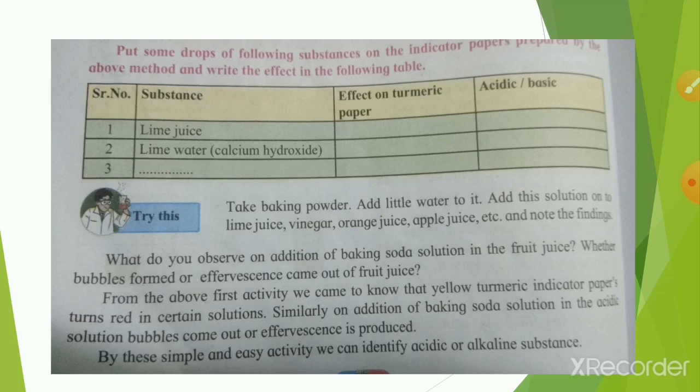From the above first activity, we come to know that yellow turmeric paper turns red in certain solutions. Similarly, on addition of baking soda solution in acidic solution, bubbles come out or effervescence is produced. By this simple and easy activity, we can identify acidic or alkaline substances.